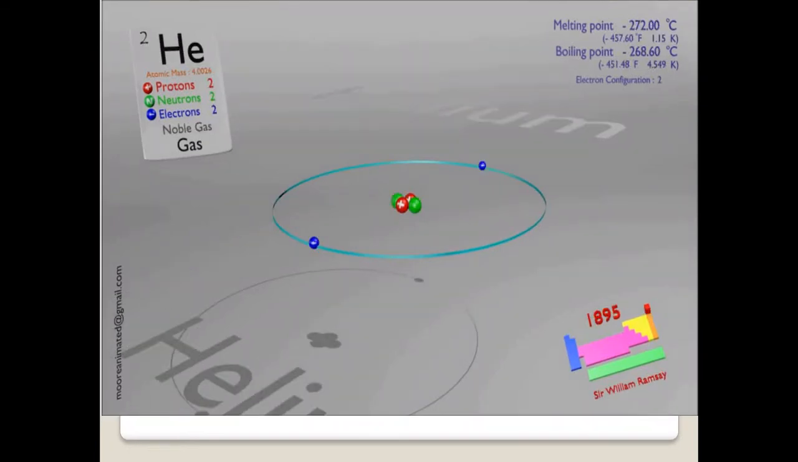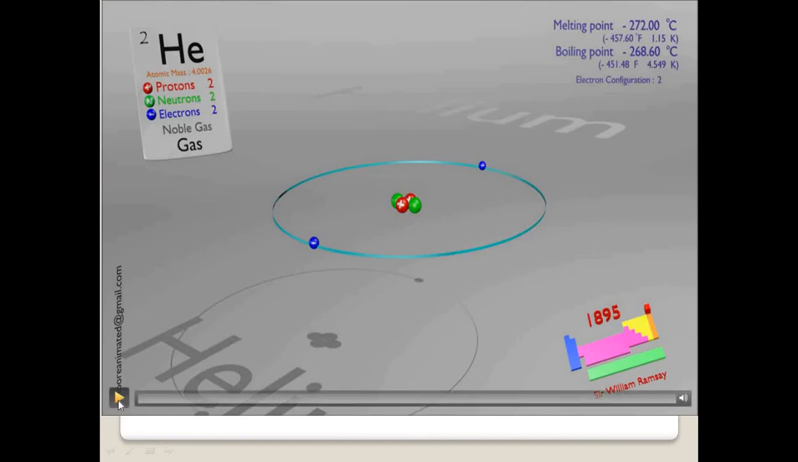Let's see the second, that is helium. Here it has 1 shell with 2 electrons. It has 2 electrons, 2 protons and 2 neutrons, and it is a noble gas. It means the first shell, that is 1s, has a capacity of only 2 electrons. So helium has 2 protons, 2 neutrons, 2 electrons. Its mass is 4.0026. The melting point and boiling point are denoted here. The electronic configuration is 2. It was discovered in 1895 by Sir William Ramsay.